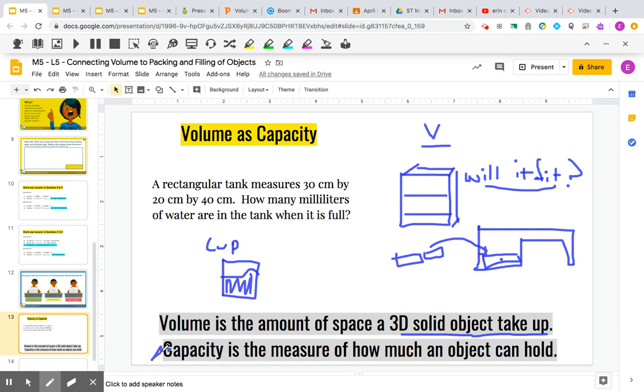What I need is to find capacity, which is how much an object can hold. When I'm looking at a cup of water, I don't need to know how much volume it is. I need to know how much is inside of it, or how much can it hold.